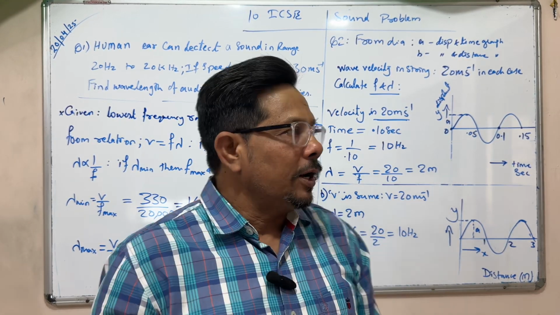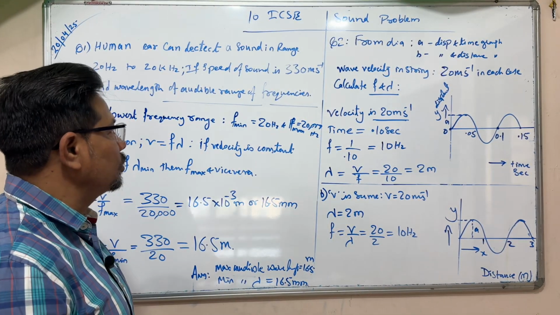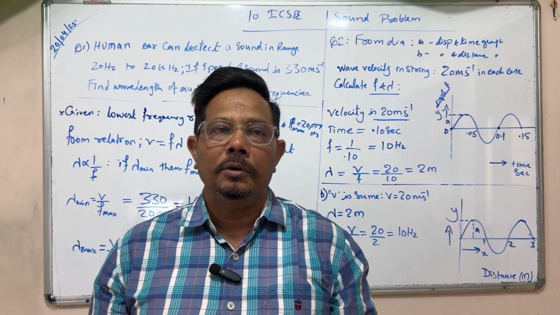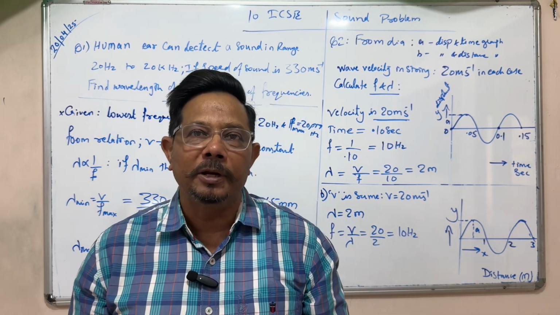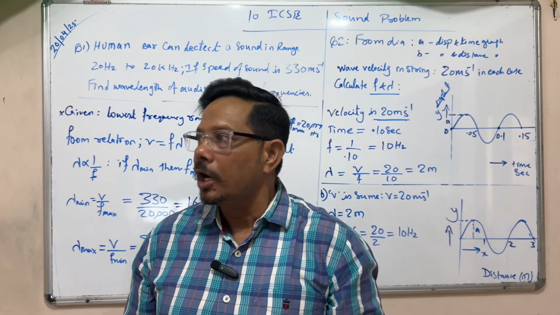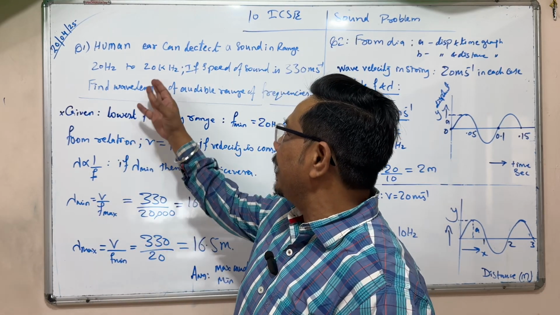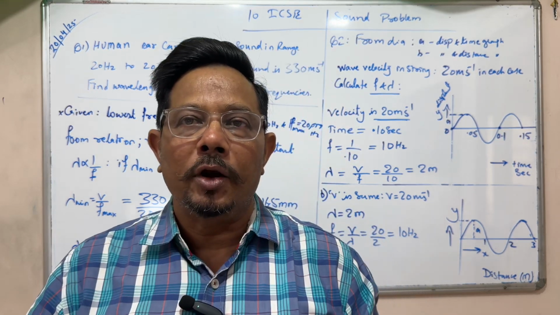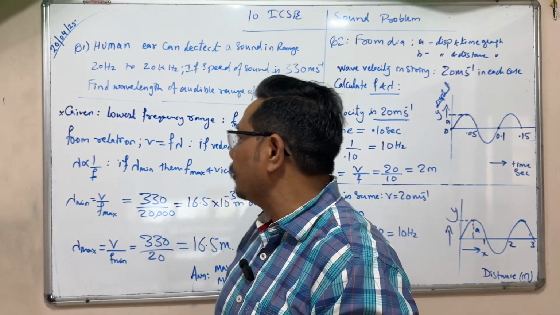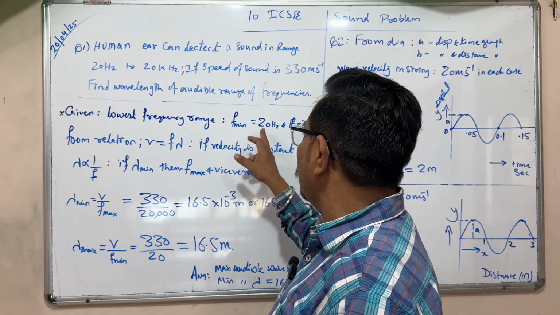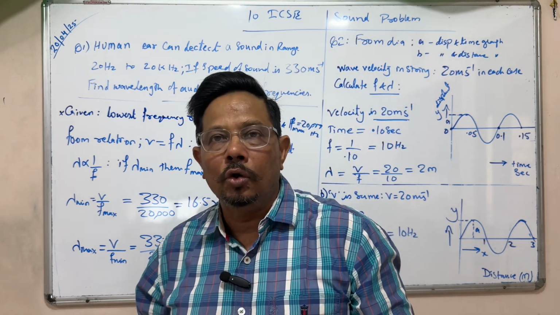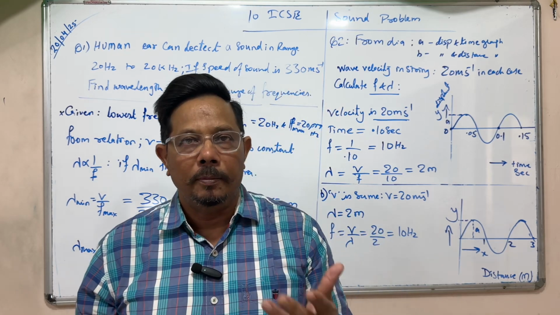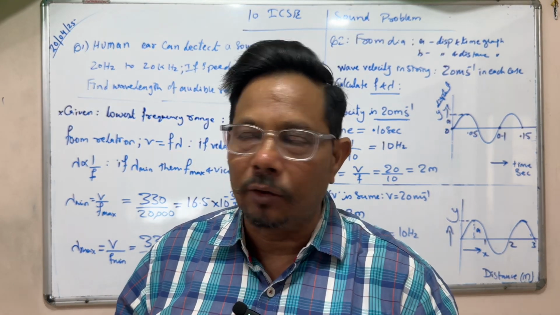Okay. Now here the sound has a particular audible range. The minimum audible frequency is 20 hertz and the maximum audible frequency is 20 kilohertz. Kilohertz, you have to multiply by 1000, so it will be 20,000 hertz. So the lowest frequency is 20 and the maximum is 20,000.